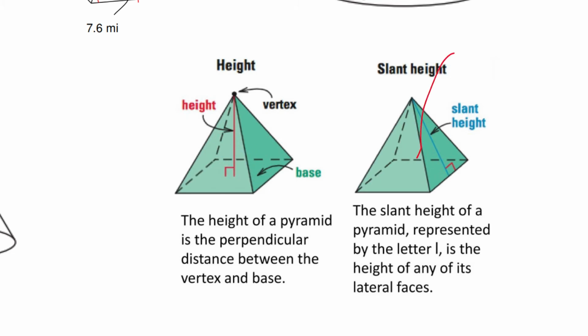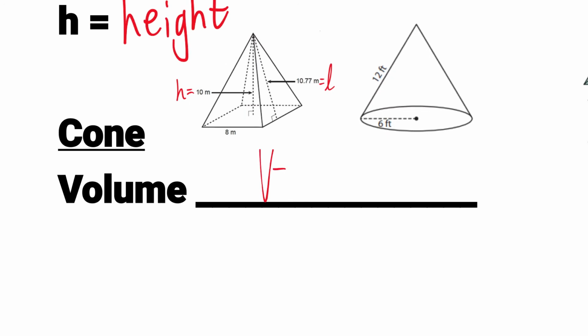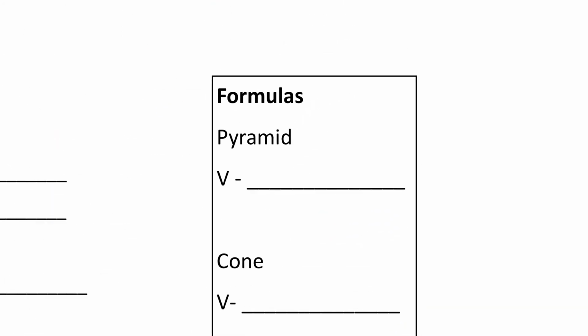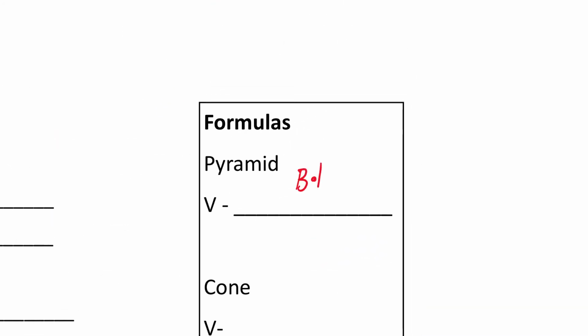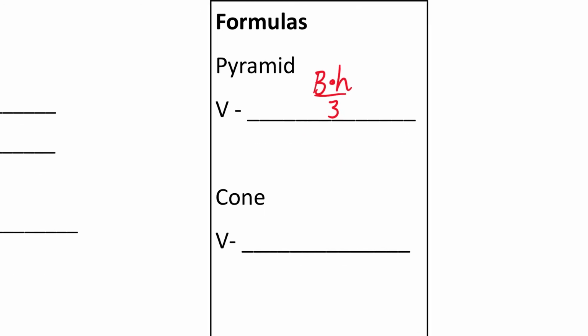Now, volume of a cone is what? Pi times r squared times height divided by 3. Pi r squared times h divided by 3. Okay. So volume of a pyramid, area of the base times height divided by 3. Volume of a cone, pi r squared times h divided by 3.